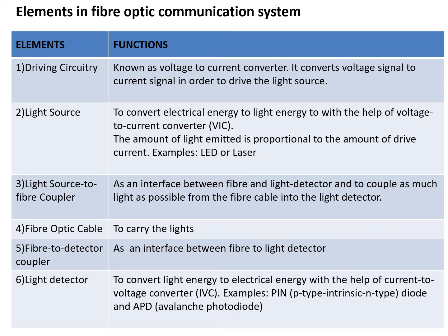Number 4, fiber optic cable to carry the light. Number 5, fiber to detector coupler, also an interface between the fiber and the light detector. Number 6, light detector. Examples of light detectors are PIN diode and avalanche photodiode. The light detector will convert light energy to electrical energy with the help of a current to voltage converter.